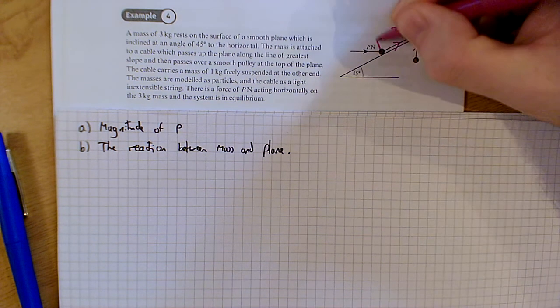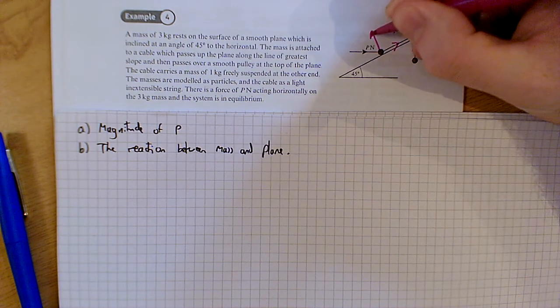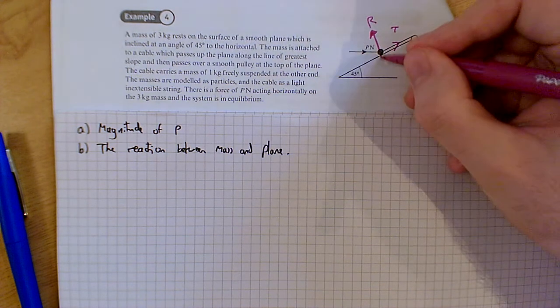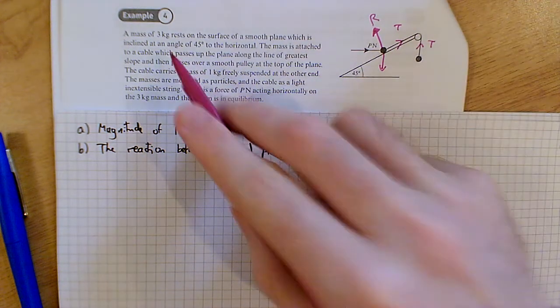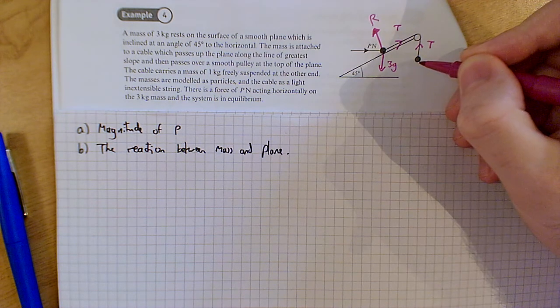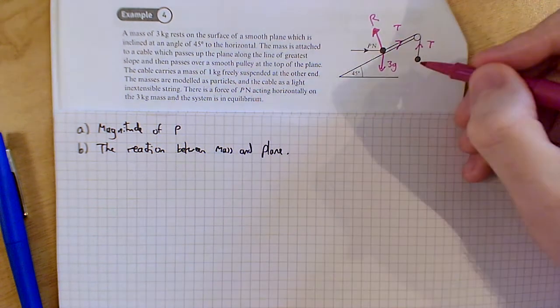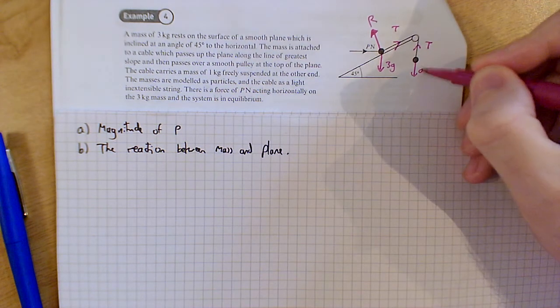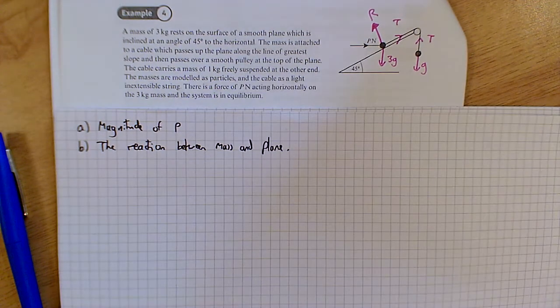We've then, of course, got a normal reaction coming out of the surface, perpendicular to it. We've got the weight pulling down here. The first one is 3 kilograms, so this is a weight of 3g. And this one over here is a 1 kilogram mass, so we've got a weight of g. And I think that's all my forces.